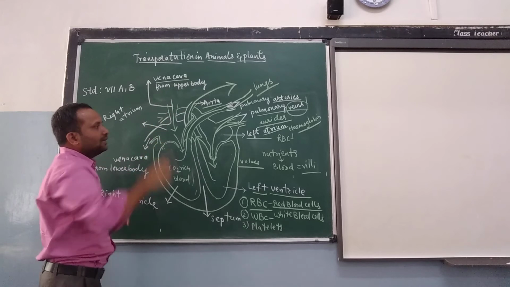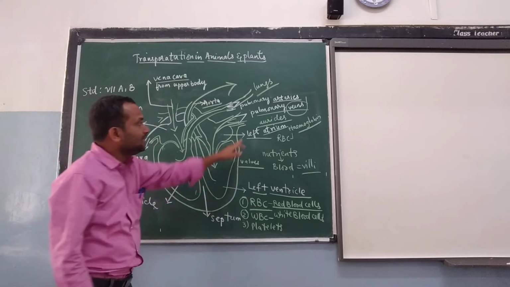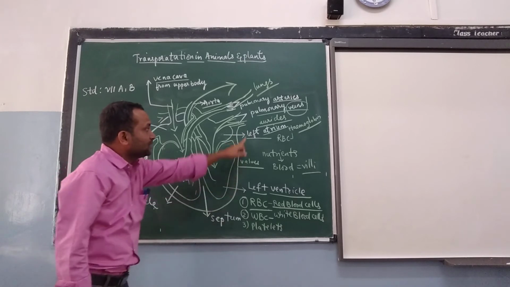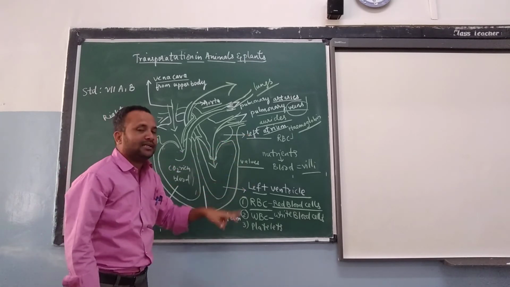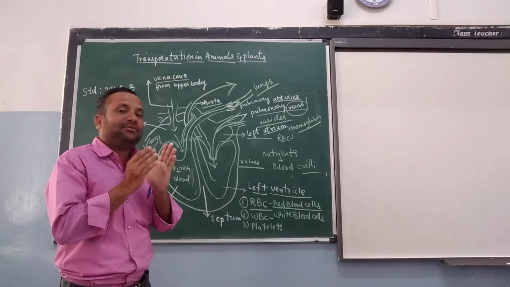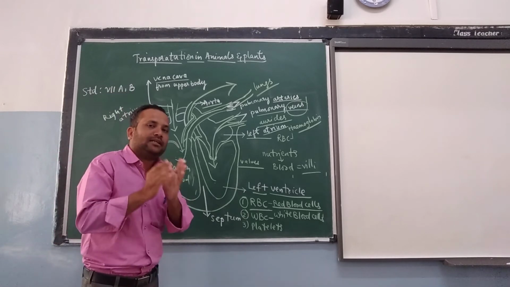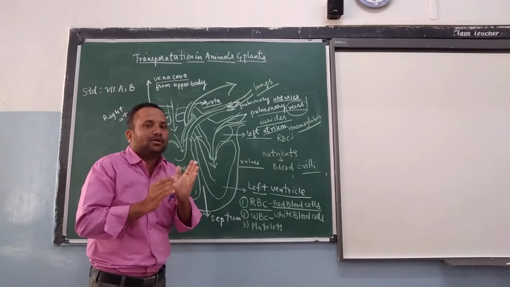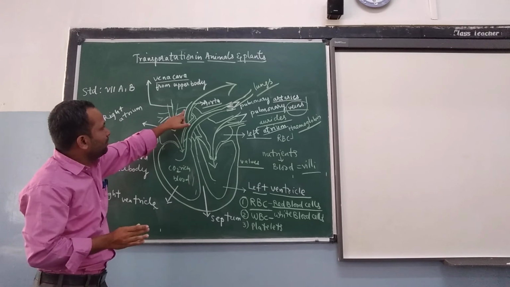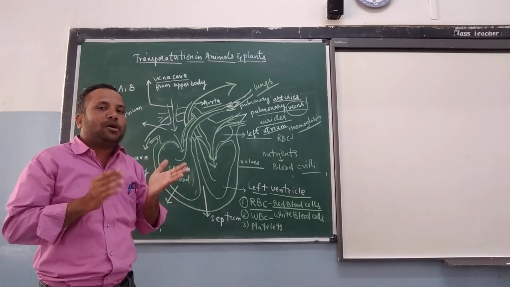See, whenever it is entering the left part, whether the left auricle or the left ventricle, the blood that comes here is pure blood which contains oxygen, means oxygen rich blood coming from the lungs. So from there it can be pumped out through the aorta to different parts of our body.